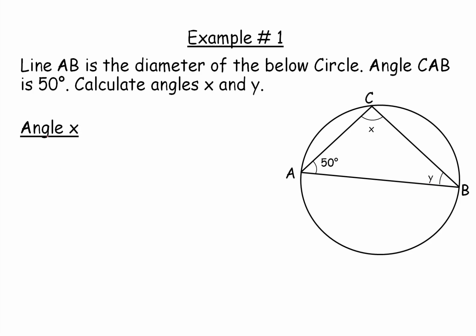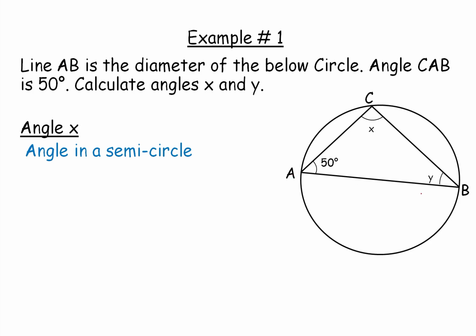So in order to find the value of angle X, we know that angle X is an angle that is in the semicircle, because the problem tells us that line AB is the diameter.